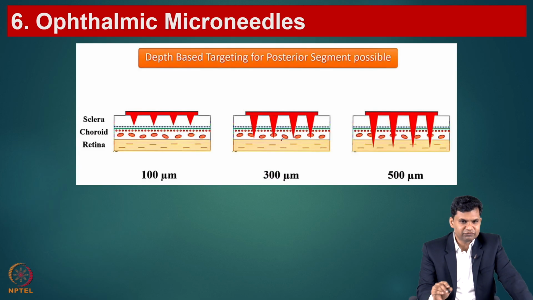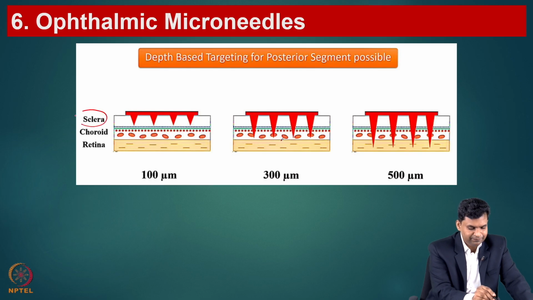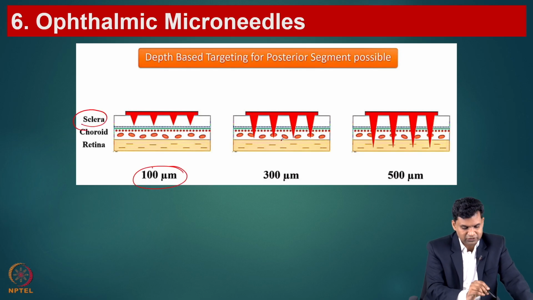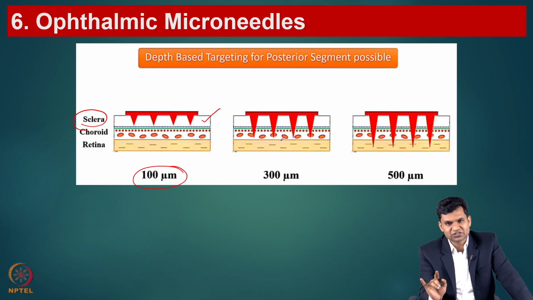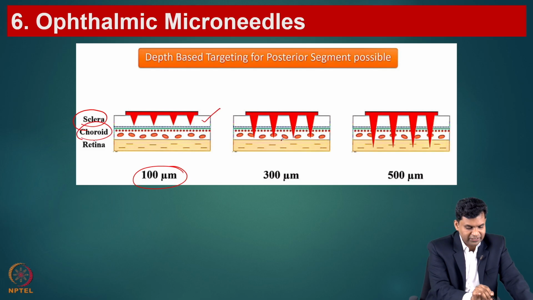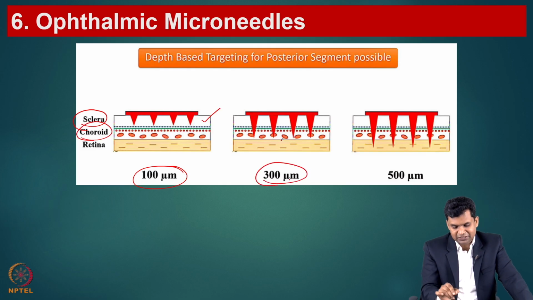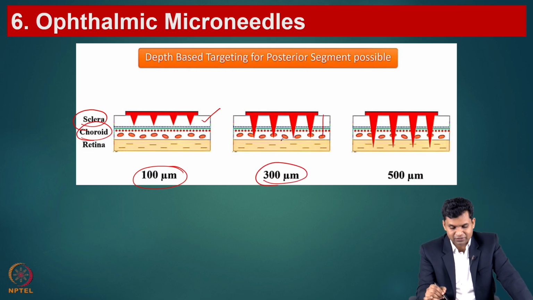considered. Now, if you want to target the sclera, here you can see in the pictorial representation, 100 micrometer is sufficient for the treatment. Now, when you want to go for the choroid, you need a 300 micrometer length of needle.